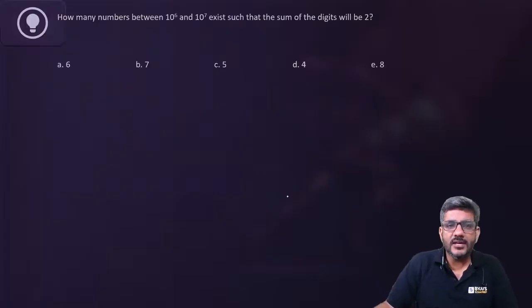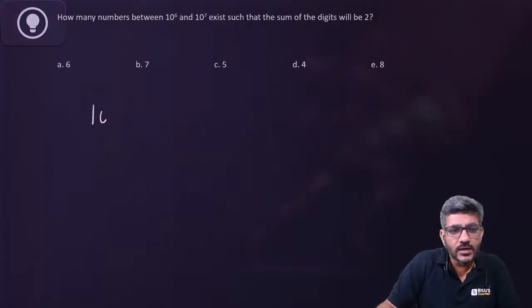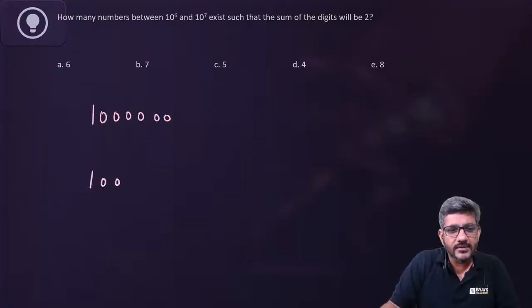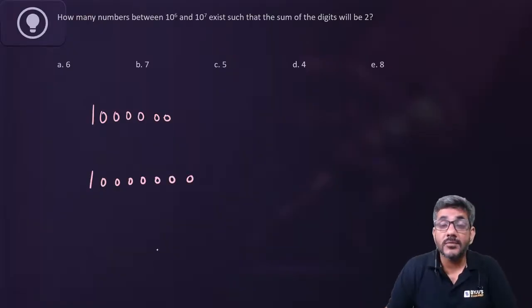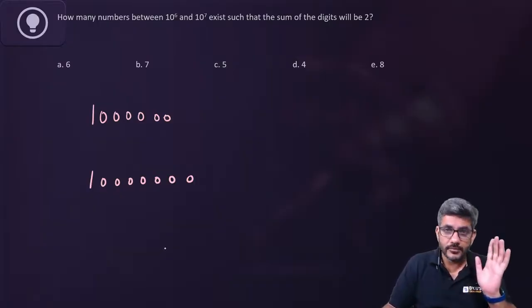How many numbers between 10 to the power 6 and 10 to the power 7 exist such that sum of the digits will be 2? 10 to the power 6 is this number and 10 to the power 7 is this number. So how many numbers exist between them such that the sum of the digits is 2? Sum of the digits 2 तो दो ही तरीके से हो सकता है. Either you have two ones or you have one two, right?